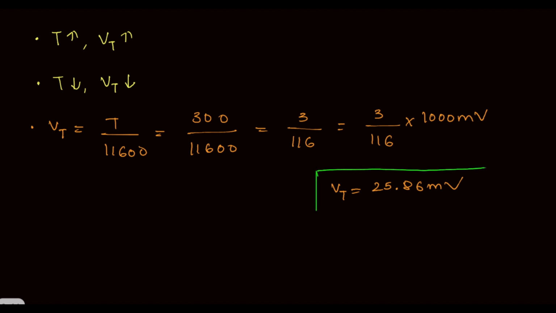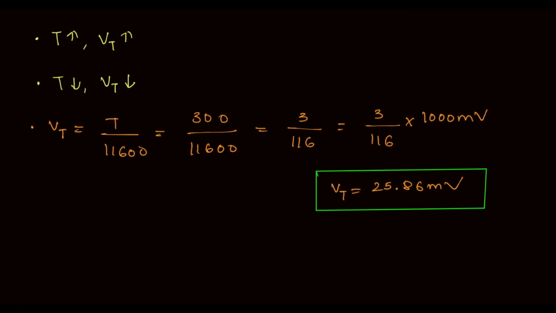This is a frequently asked GATE question. They will directly ask what is my thermal voltage at room temperature. If they may not give exactly 25.86, they may give 26 millivolts or 25 millivolts. Based upon the given options, you need to select this one. So here we calculated the standard value at room temperature. We can write this as approximately 26 millivolts at room temperature.